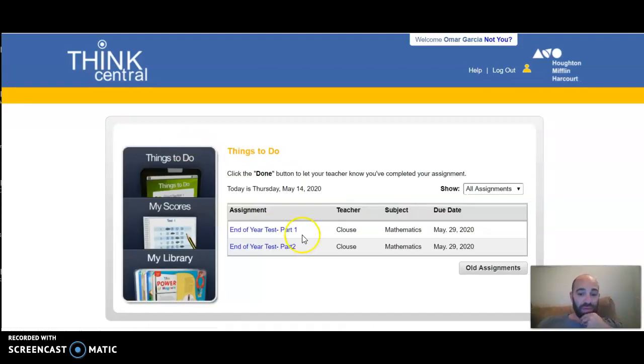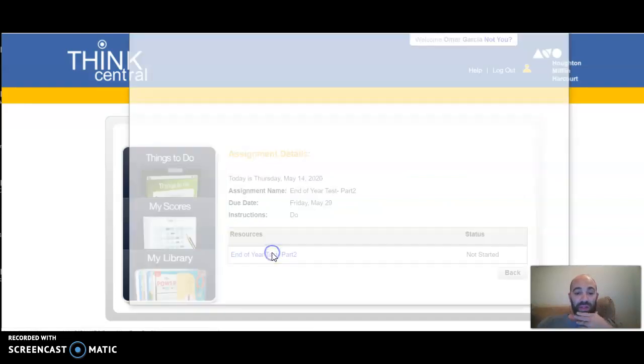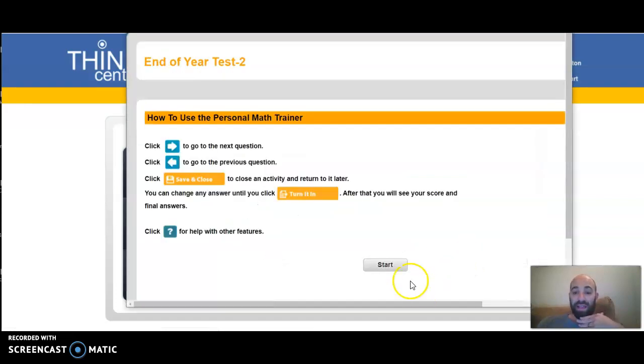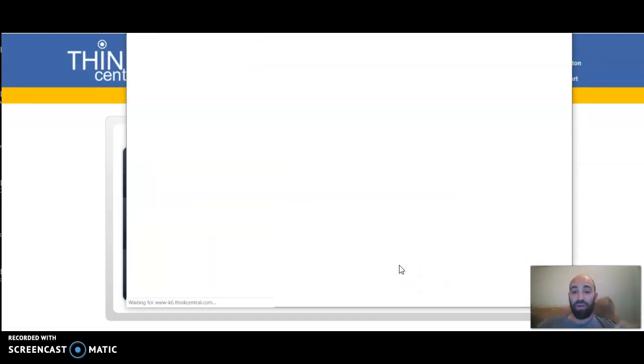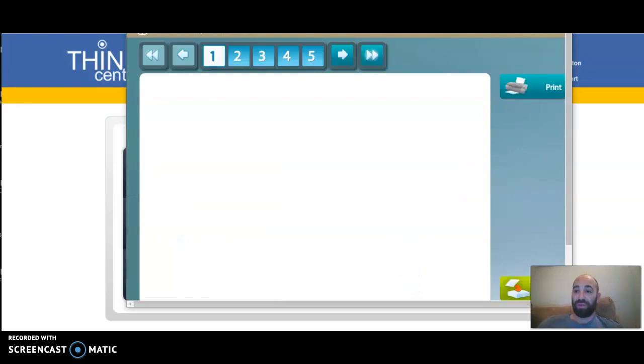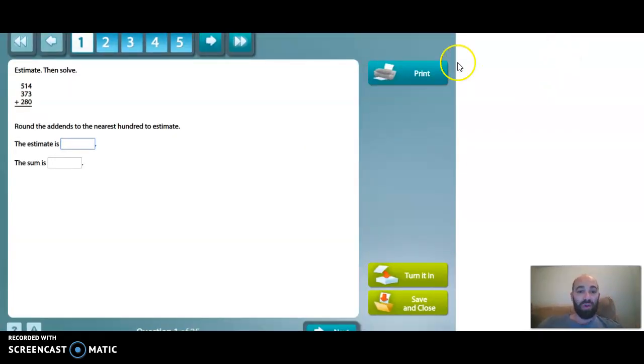Things to do. We are going to do End of the Year Test Part 2. Click on it again. And as I said last time, if you're doing this at home, you're probably not going to have 2 computers to go back and forth. Make sure you open up a second tab that you can go back and forth. And one final reminder is, remember, pause it after I read it. Because if you try to keep up with me, you're not going to have enough time.